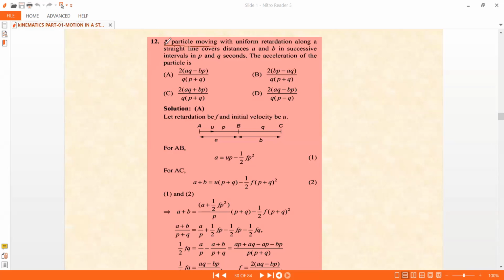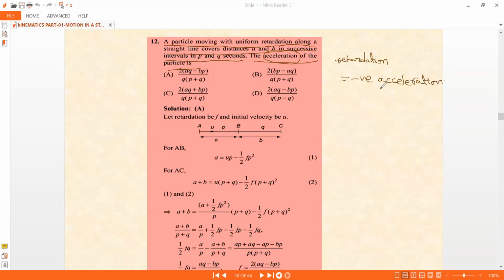A particle moving with uniform retardation along a straight line covers the distances A and B in successive intervals of P and Q seconds. The acceleration of the particle is. The acceleration refers to here the negative acceleration, which is called retardation. So retardation means negative acceleration. So that is the concept here.